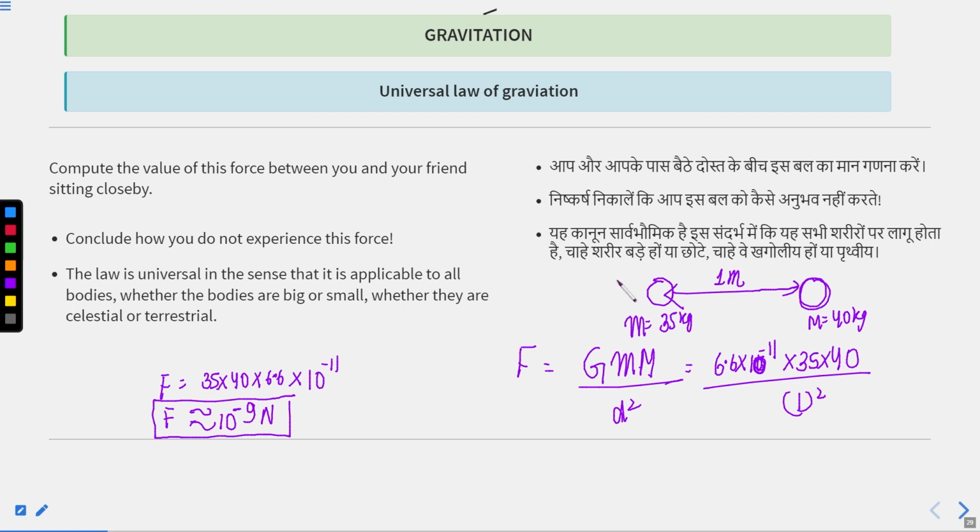Okay, but we can sense the gravitational force between us and the Earth every time, because the mass of the Earth is very huge. The universal law of gravitation is universal, so it is applicable on every body, every object present in our universe, from small particles to massive celestial objects, planets, and stars. It is applicable on every object.